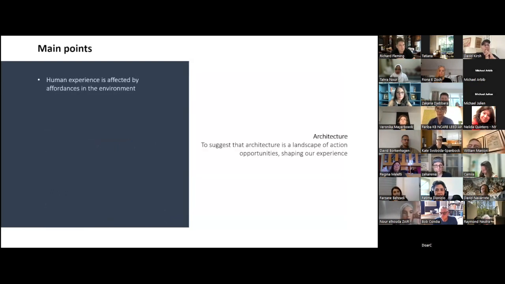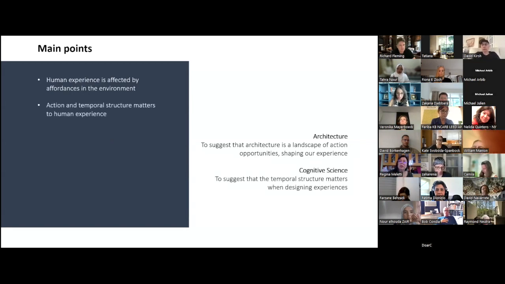So I have 3 points that I hope to touch upon today. Basically, I hope to convince you that human experience is affected by affordances in the environment. That is, by suggesting that architecture is a landscape of action opportunities that are shaping our experience. I'm also going to touch upon the fact that action and temporal structure matters to human experience. I'm going to talk about that through cognitive neuroscience.